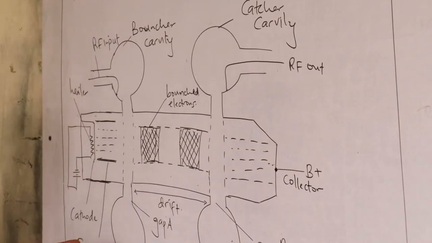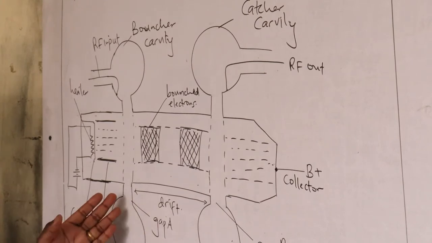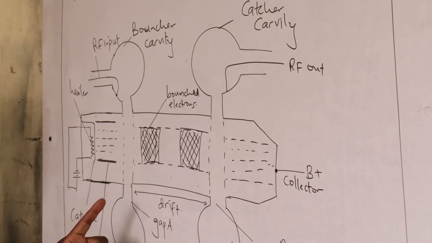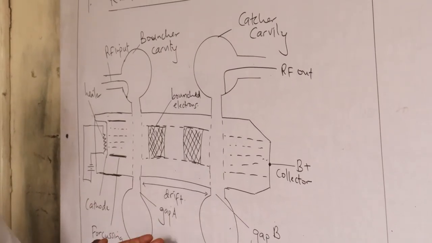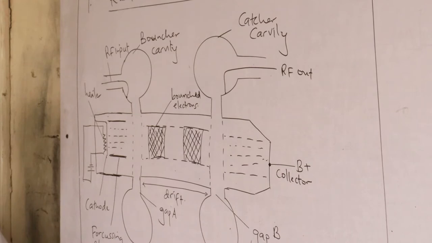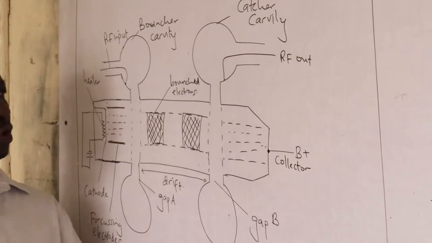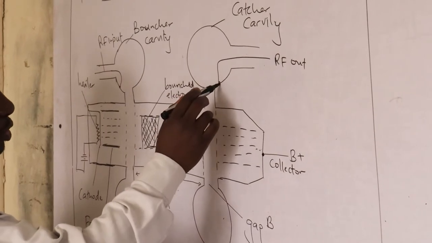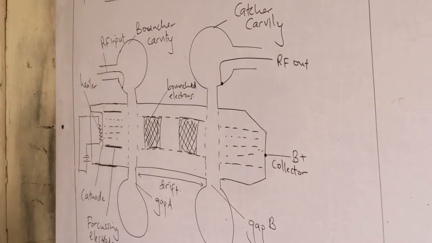Another thing I want to say is that between gap A and gap B, there's what is called the drift space. Drift space is where the bunched electrons move. So when they get to gap B, this bunch of electrons is disassociated, and we collect our RF output from gap B, from the catcher cavity towards the output. So basically, this is what we need to know concerning that.